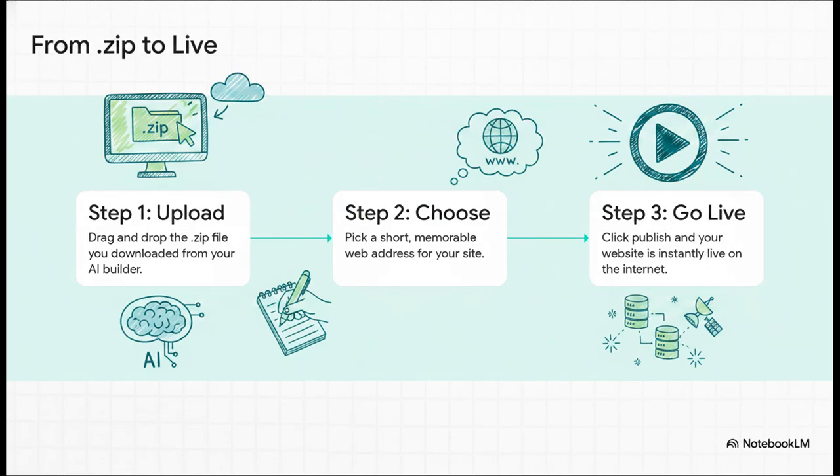Okay, so let's break it down. And believe me, it really is as simple as it looks on screen. First up, step 1. You just upload your file. That .zip or HTML file you got from your AI. Easy. Step 2, you choose your domain. You pick a name for your site, what you want the address to be. And then step 3, you just hit go live. Boom. That's the whole thing, the entire process.